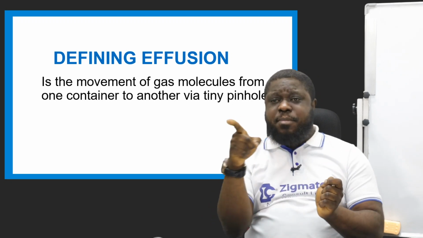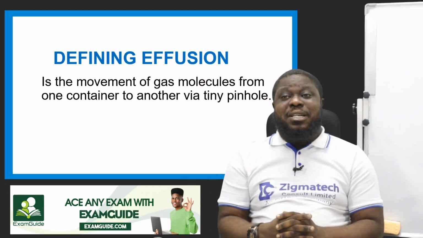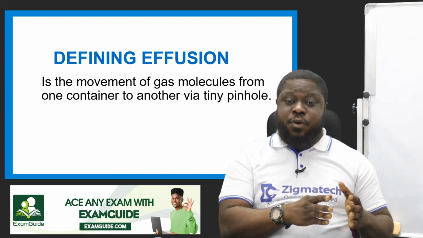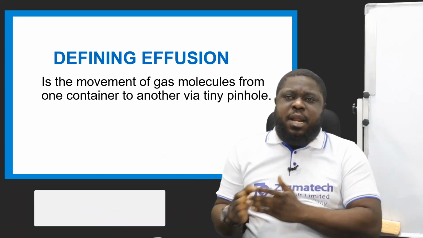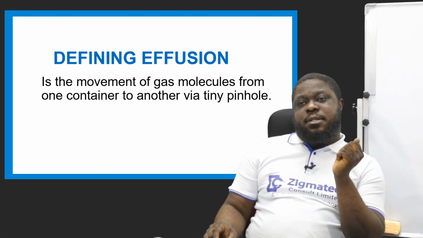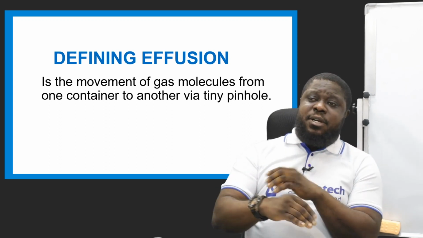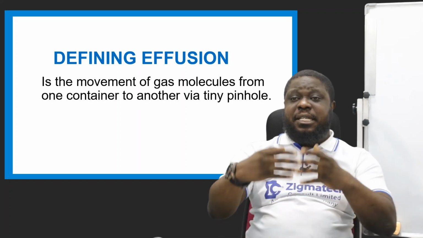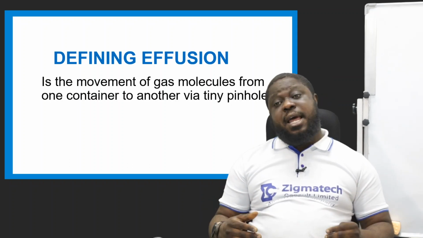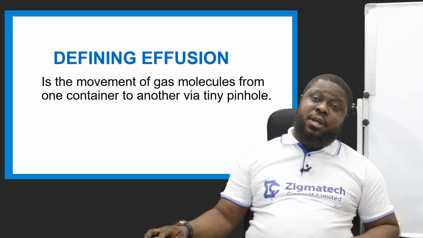Now, that movement of gas molecules from this particular distillation column to a container where I want to take it is called effusion. It's called effusion because when they transfer their movement from one container to another, it becomes effusion. Now, for effusion to occur, the molecules must cover a distance, because every movement covers length. For you to move from point A to point B, you have covered a distance. That distance they cover is called the mean free path.